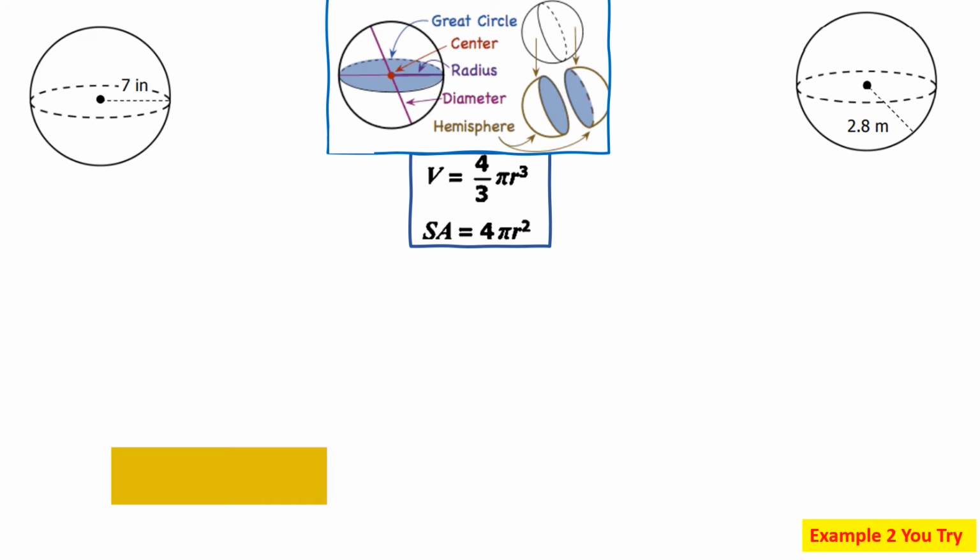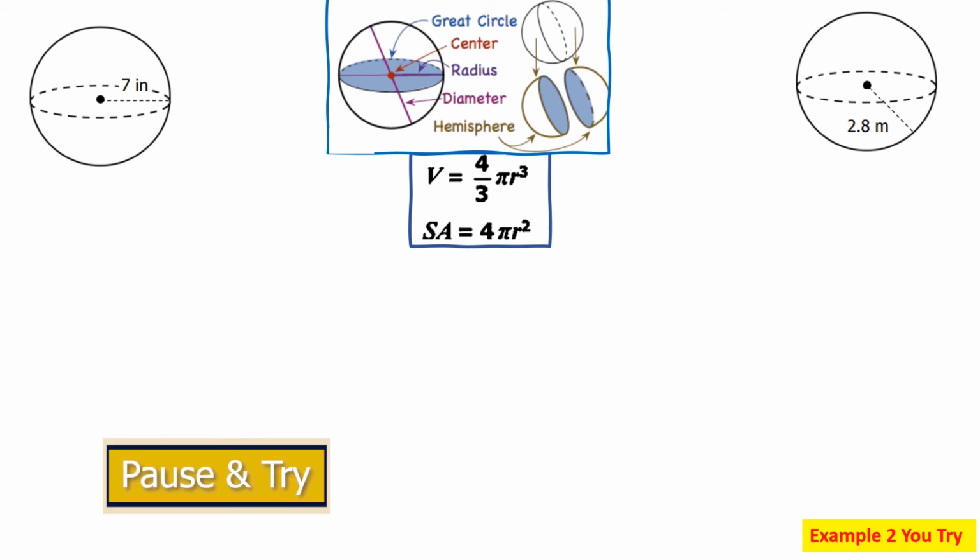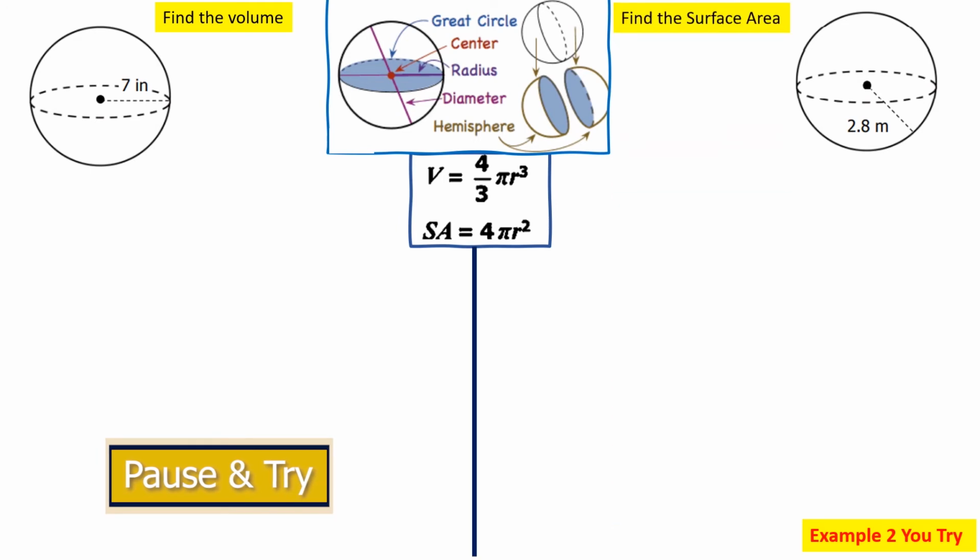All right, so for these two problems, I would like for you to try them on your own. For this first sphere, I would like for you to find the volume. And for the second sphere, I would like for you to find the surface area. I've given you the formulas in the middle. So go ahead and pause the video, please, and try these two problems on your own.